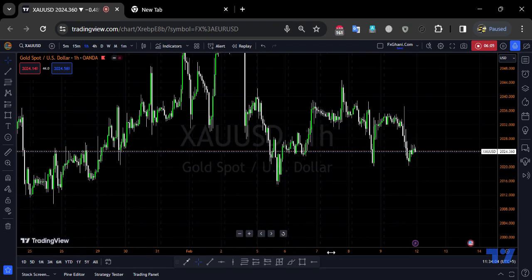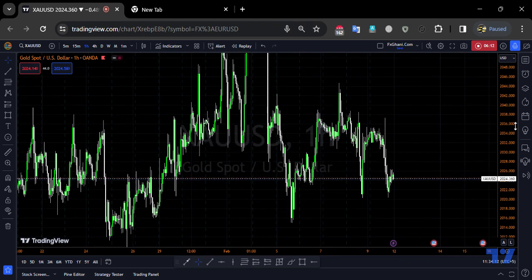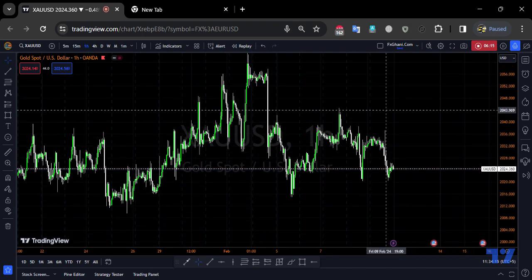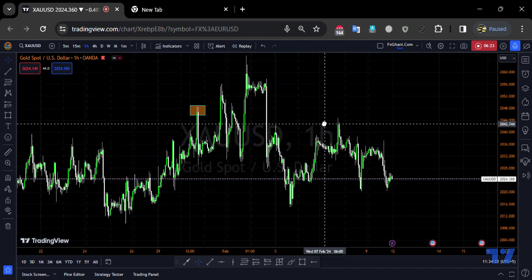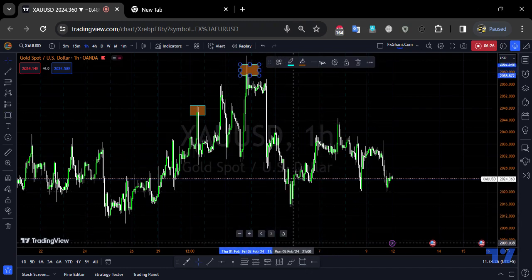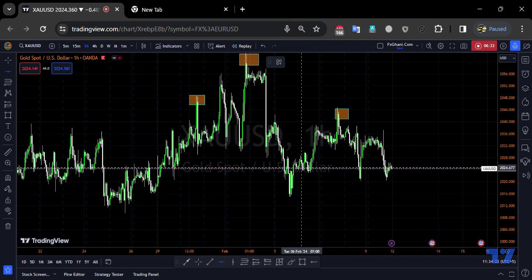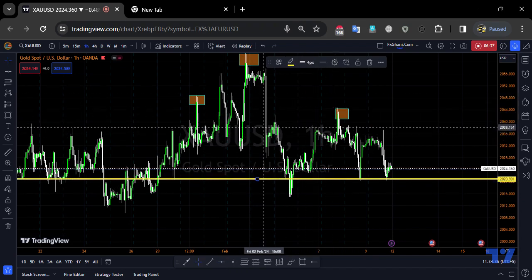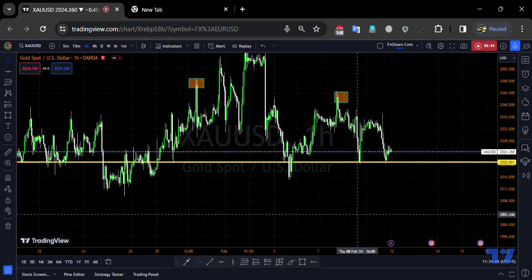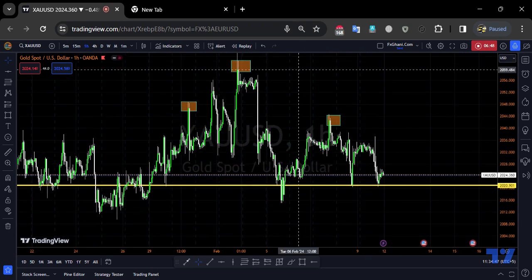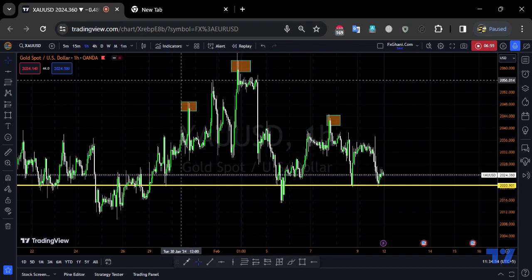If I want to show you a few more confirmations in the H1 time frame, you can clearly see this is a very broad head and shoulder pattern. This is our neckline, and whenever price breaks the neckline, price will go downward massively, almost to 1980 or 1950, according to this broad, big head and shoulder pattern.